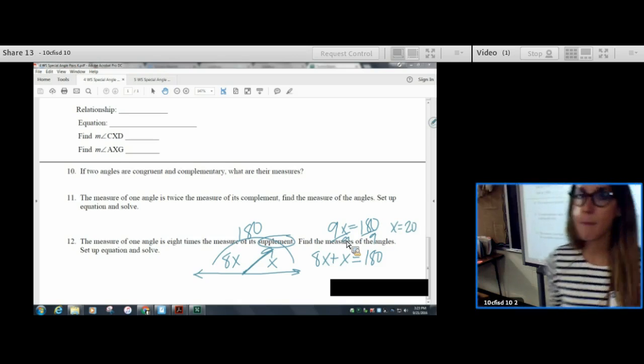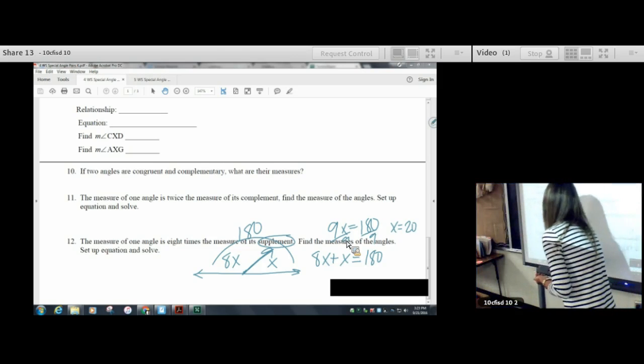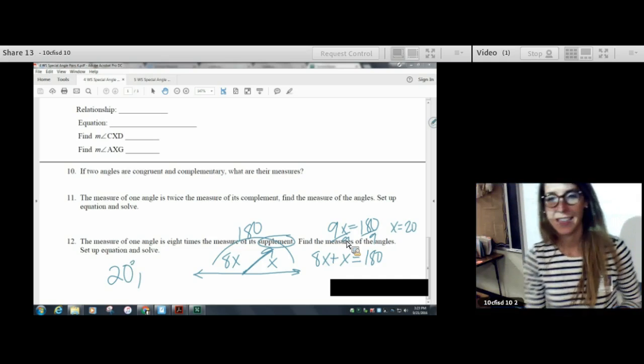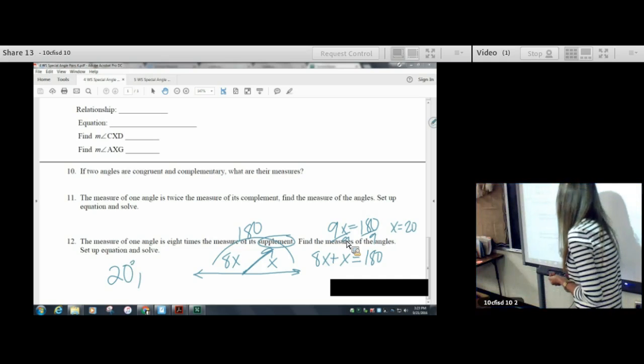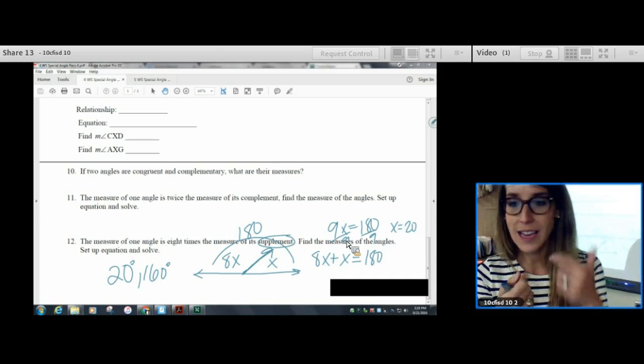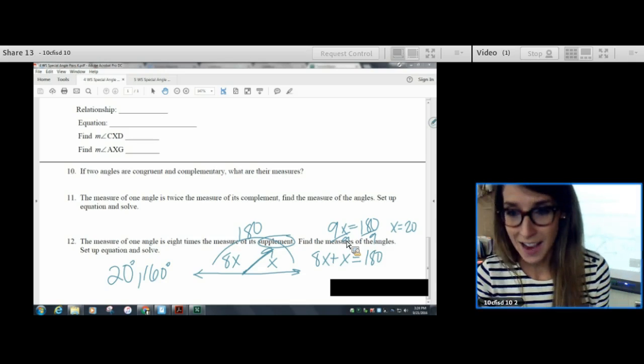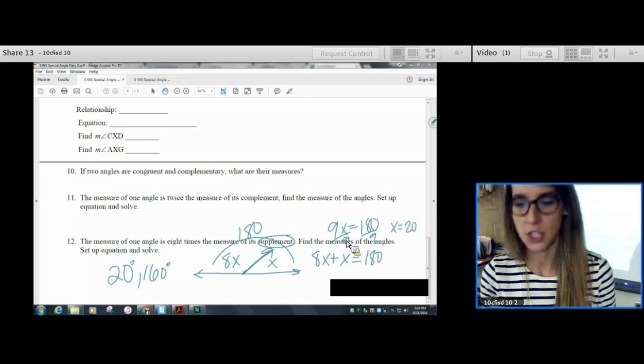So it says find the measures of the angles. One of them is 20, and the other one is 8 times 20. And then you can check your answer. Do those add up to 180? Check. Is it 8 times 20? 20 times 8. Yep, check. We're good.